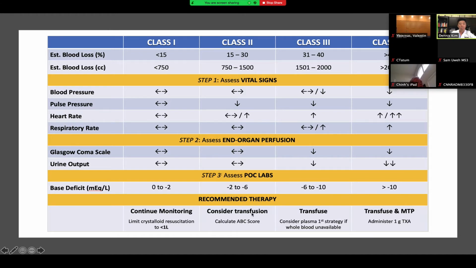And you can probably start with crystalloids, ideally less than a liter, and then calculation of their assessment of blood consumption score, which is a very easy risk stratification score to help you determine the need for a massive transfusion protocol. And that comes out of Vanderbilt and Dr. Brian Cotton's work.